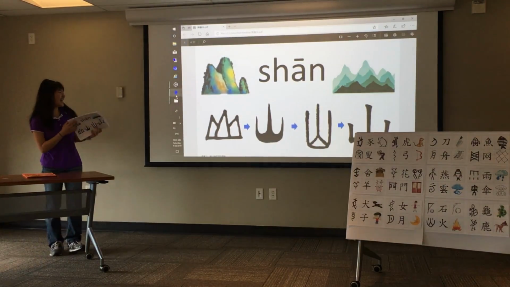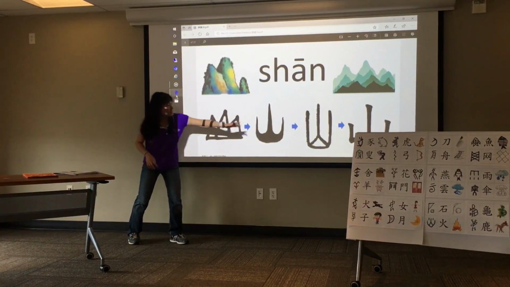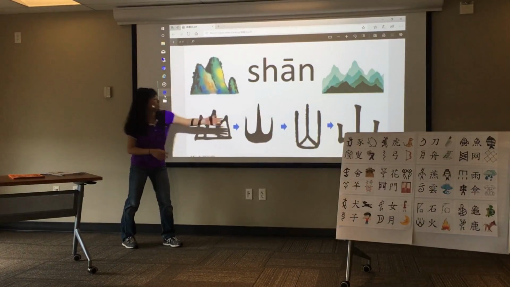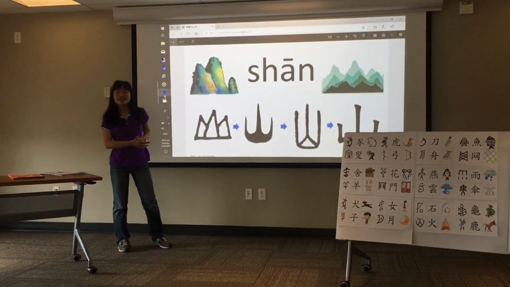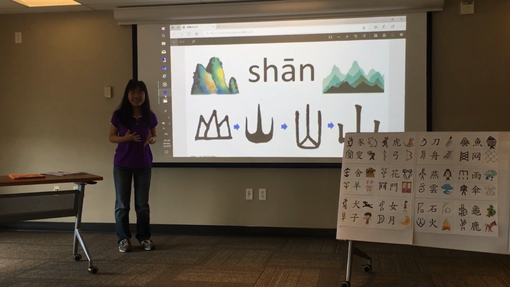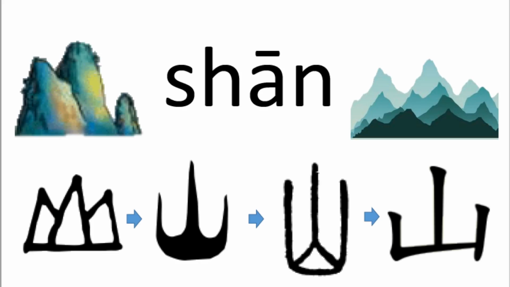That is a mountain. Yes. So you can tell this from the 3 peaks of the mountain, and over time, over about 1,000 years, give or take another 500 years, that's the word for mountain that we're using to this day, and it's pronounced shan. Repeat after me. Shan. Shan.